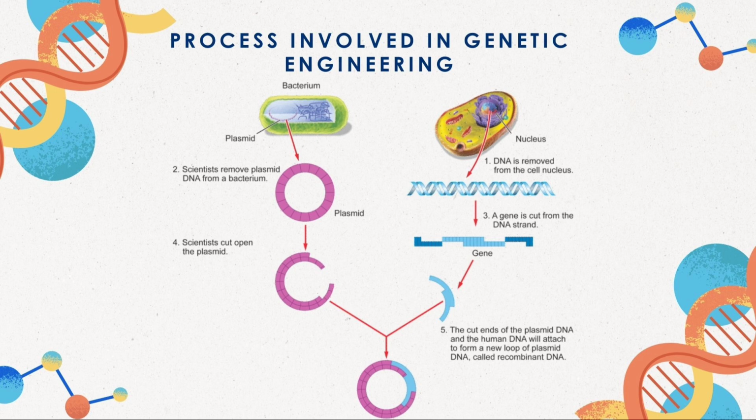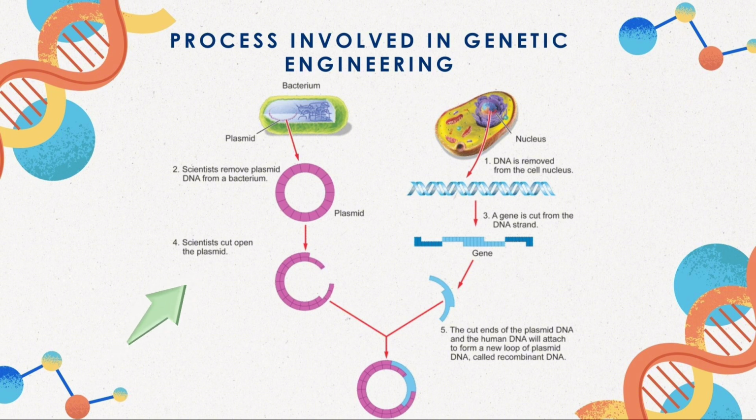So, let's go to the third. This is called gene isolation. A gene is cut from the DNA strand. A specific gene of interest is cut out from the DNA strand using an enzyme called restriction enzyme.